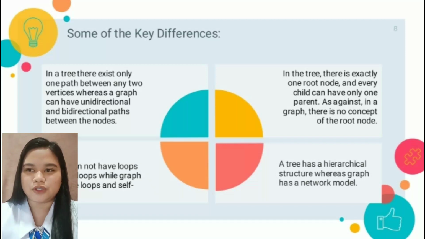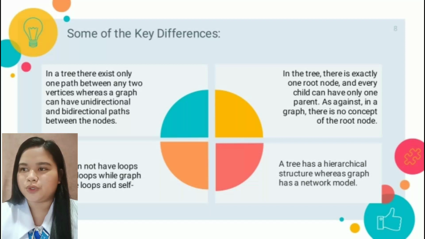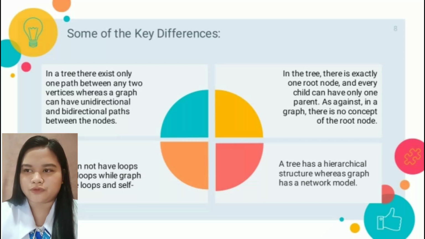In conclusion, graph and tree are nonlinear data structures which are used to solve various complex problems. A graph is a group of vertices and edges where an edge connects a pair of vertices, whereas a tree is considered as a minimally connected graph which must be connected and free from loops.